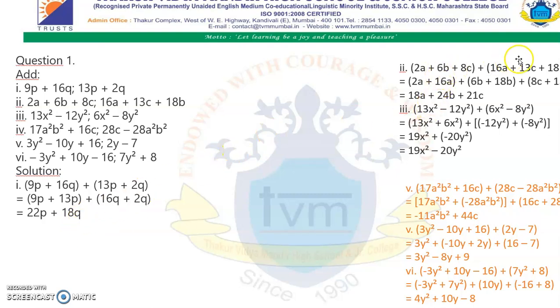Same way, we are going to add the trinomials. Write the like terms in one bracket. 2a and 16a in one bracket, 6b plus 18b in one bracket, 8c plus 18c in one bracket. Next, 13x square minus 12y square plus 6x square minus 8y square. Bring the like terms in one bracket and then add.